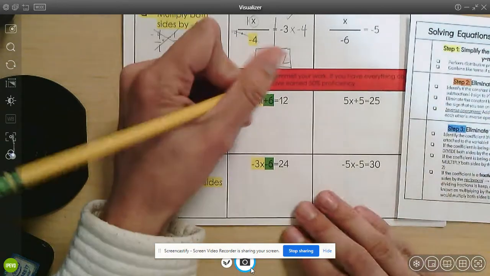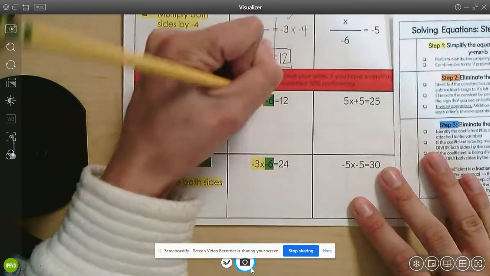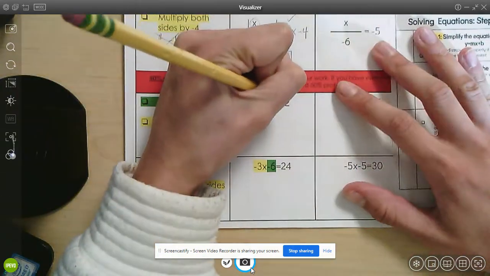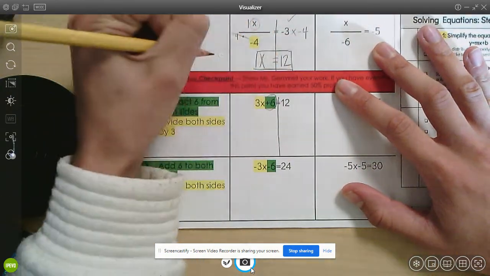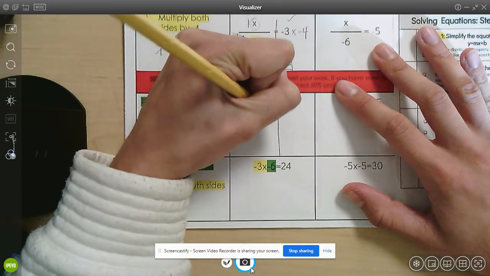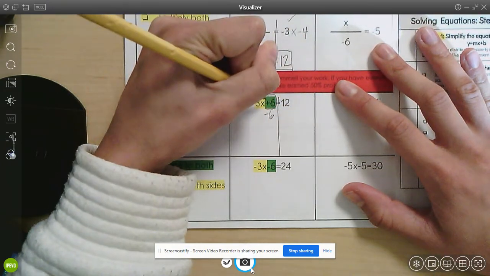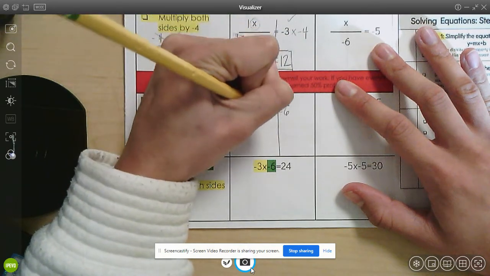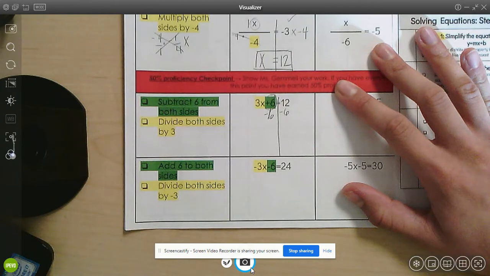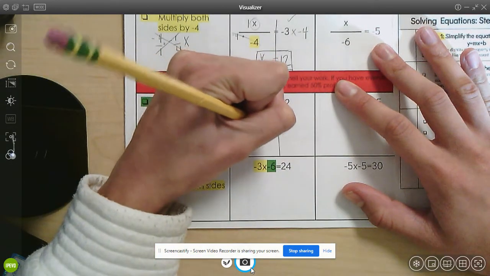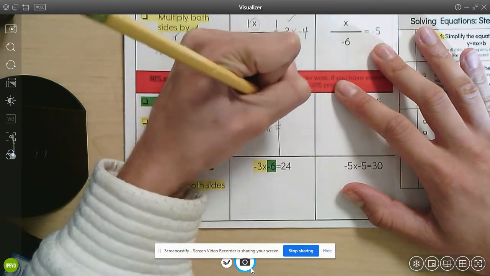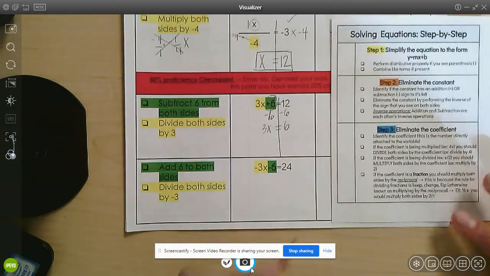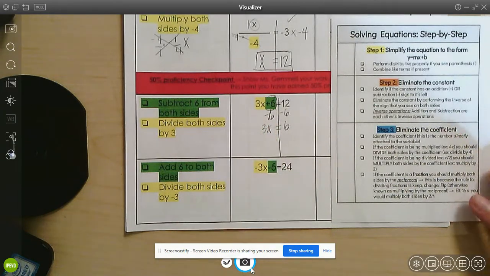In this example, the constant, remember that's the number totally by itself, is positive 6. In order to eliminate the positive 6, I need to do the inverse of addition, which is subtract 6. Whatever I do to one side, I have to do to the other. Okay, 6 minus 6 is 0. That is gone. So on the left side, I have 3x equals, and then 12 minus 6 is 6. I've completed step 2 because I have eliminated the constant.